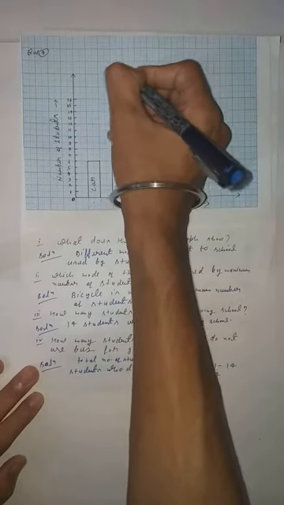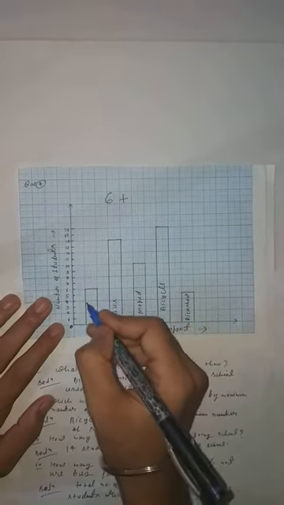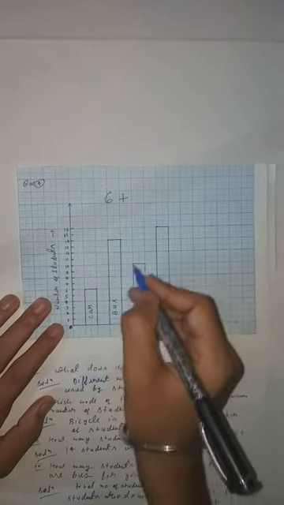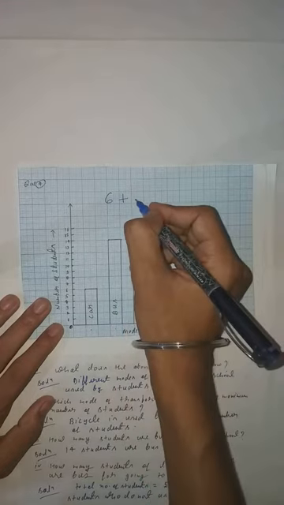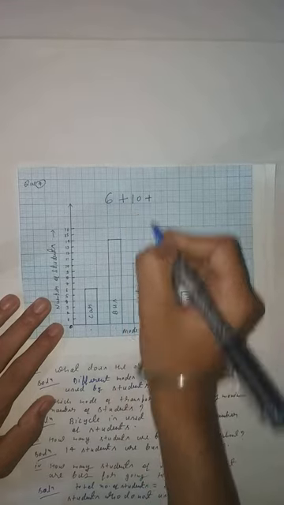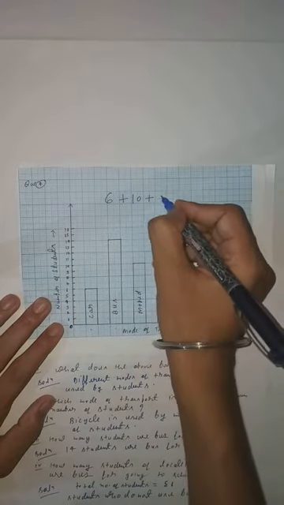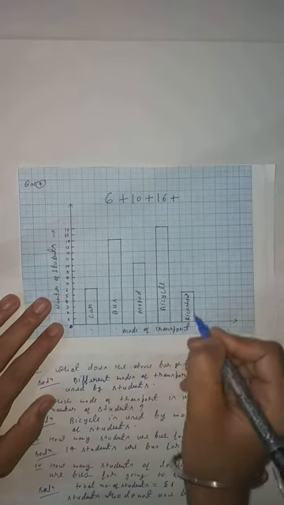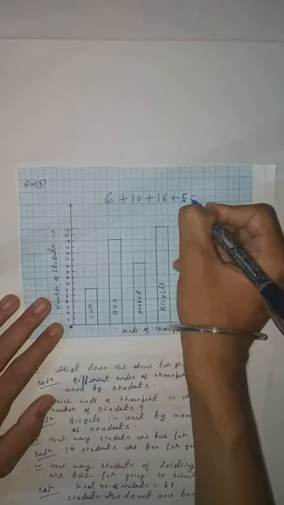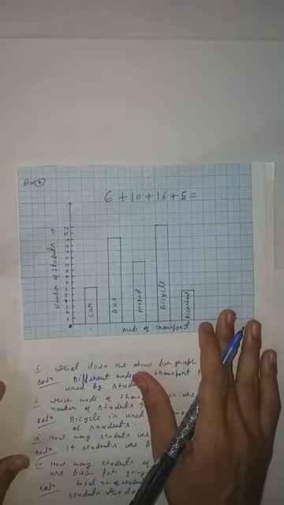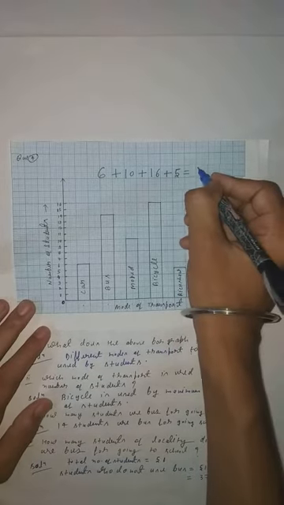So here you can write down: 6 students going with car, plus moped, because you don't have to take bus. Moped 10 students, so write down 10, plus bicycle 16, plus rickshaw 5. Now when you add 10 plus 6, 16, 16 plus 16, 32, and 32 plus 5, 37. Clear, students? So this answer is also 37.